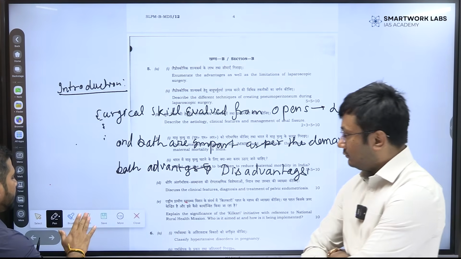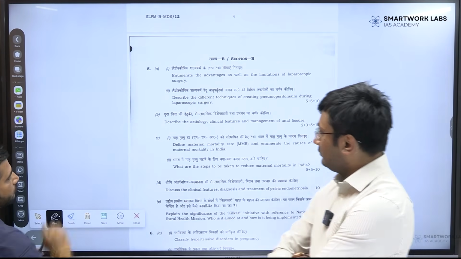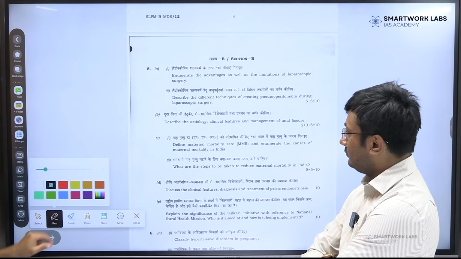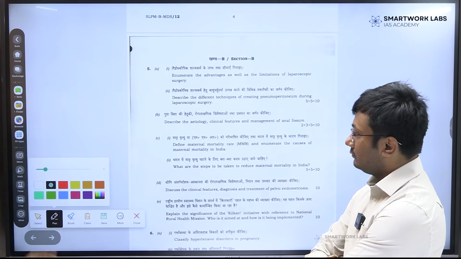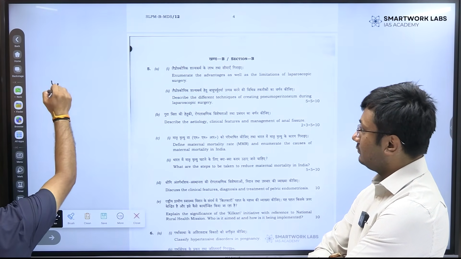After doing the introduction, you can write the definition of laparoscopy. The second part is the definition.